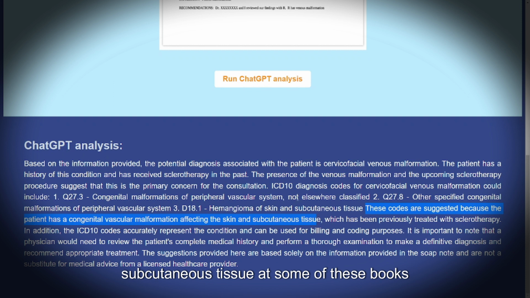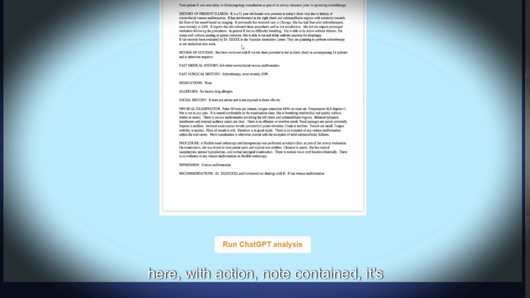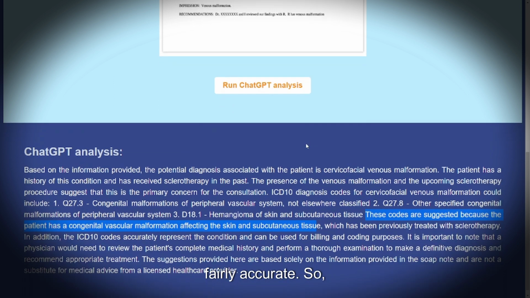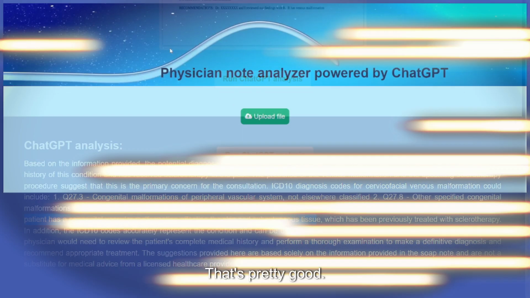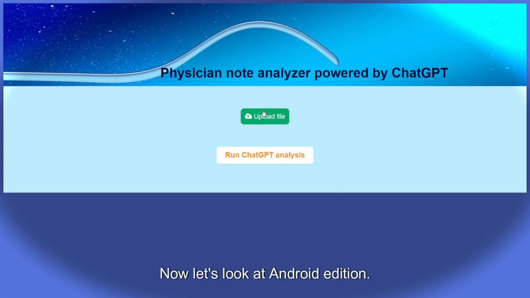Now I verified some of these codes, and at least these codes are correct. And if you look and compare the analysis done here with the actual note contents, it's fairly accurate. So that's pretty good. Now let's look at another example.